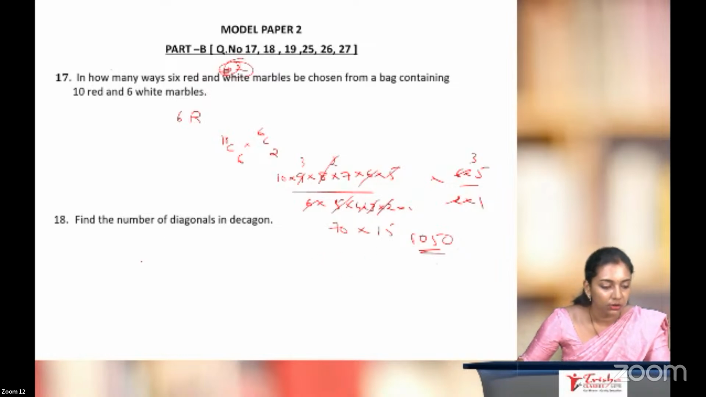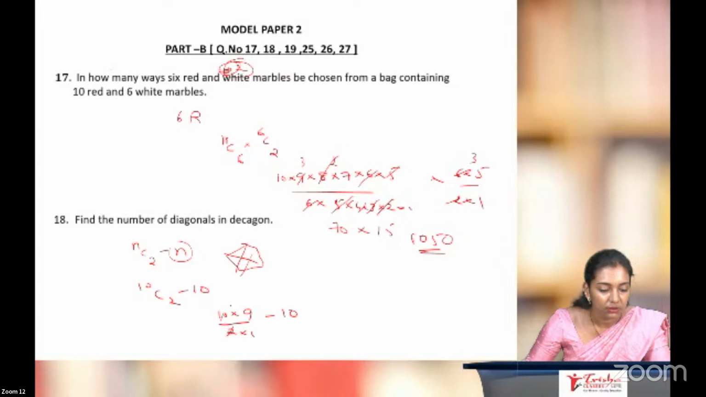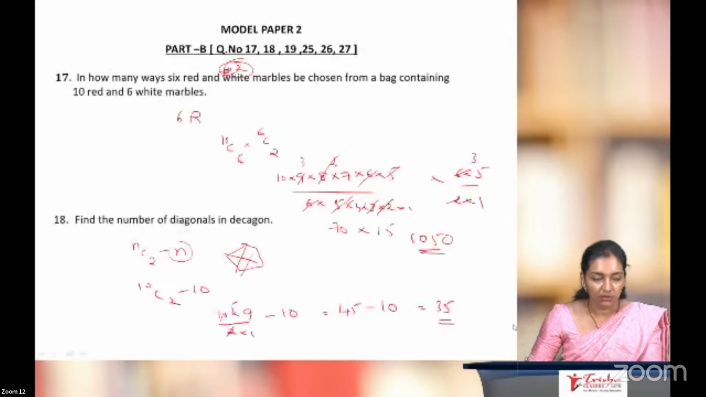Now, find the number of diagonals. This also we have done actually. The number of diagonals is NC2 minus N, where N means the sides. You have to subtract that to find the diagonals. Only the diagonals I want. If you consider a pentagon, I want only the diagonals, I don't want the sides, so I will subtract that. So 10C2 minus 10: 10 into 9 divided by 2 into 1, minus 10, is 45 minus 10, which is 35. 35 is the answer. Note down if you want.